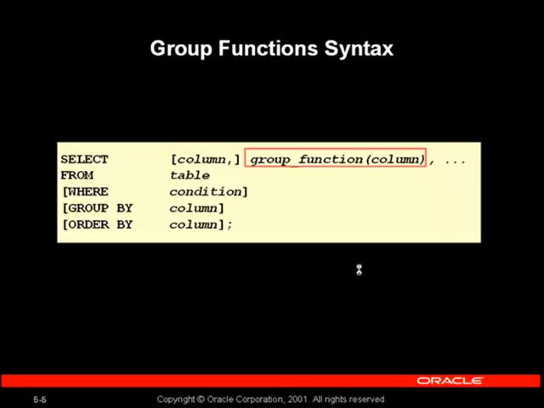Here's how to use a group function. You do your SELECT. You can put in your column name, which is optional. By the way, everything inside the square brackets is optional. But for the group function, you can specify the group function, for instance SUM, and specify the columns you want it to act on from a table. The WHERE condition is optional. The GROUP BY clause is optional, and the ORDER BY clause is optional.